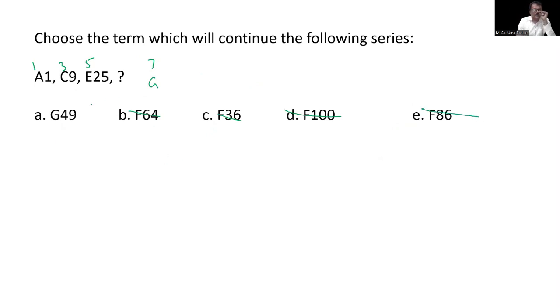Now suppose you want the series 1 square, 3 square, 5 square, 7 square: 1, 9, 25, 49. That is the answer. A is the first letter, C is the third letter, E is the fifth letter. First, third, fifth. What is the next one? 7. What is the seventh letter? That is equal to G. 1, 9, 25. What is the next number? Here first letter square, third letter square, fifth letter square, seventh letter square. What is the seventh letter square? That is 49. So what is the answer? Answer is G49.